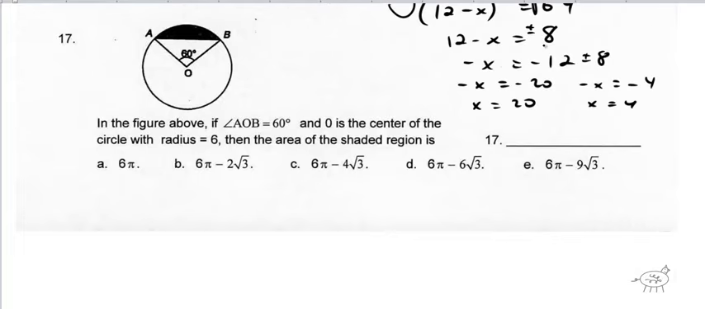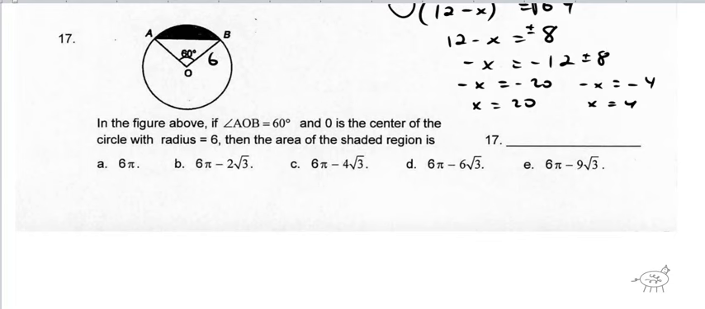Okay, 17. In the figure above, angle AOB is 60 degrees. O is the center. Radius is 6. Find the area of the shaded region. So basically what I need to do here, math fans, is figure out the area of that whole pie sector, ABO, and then subtract the triangle. Okay, and that'll give me the area of the shaded region. So the first thing I'm going to do is find out the whole area of that sector.